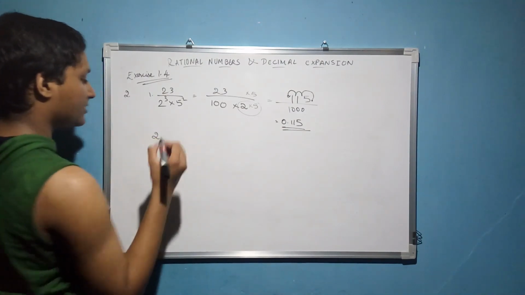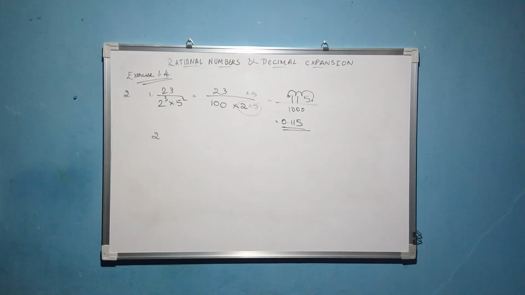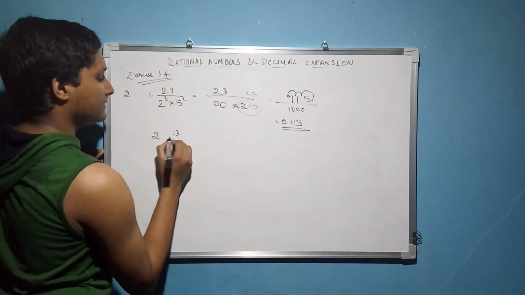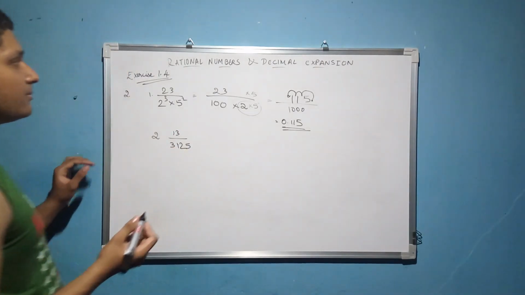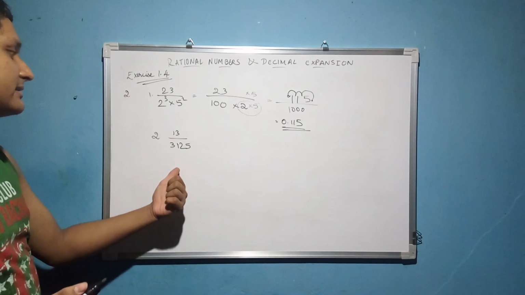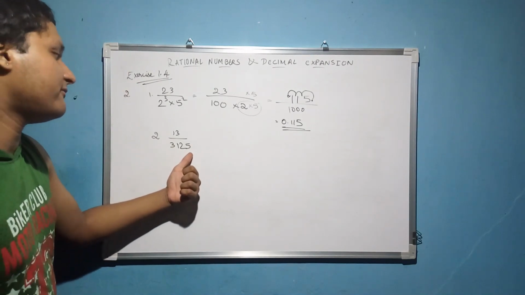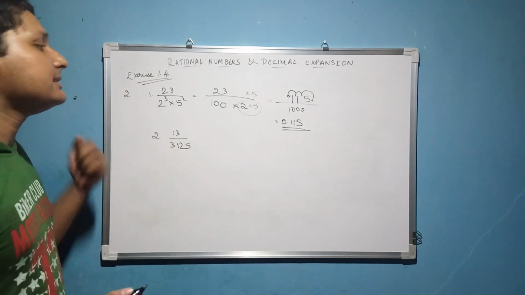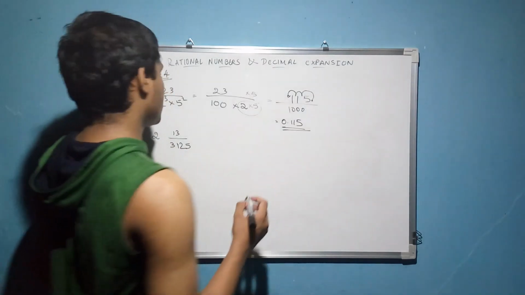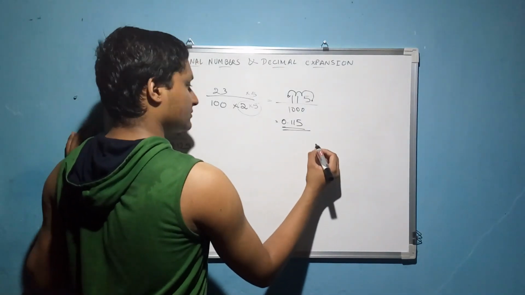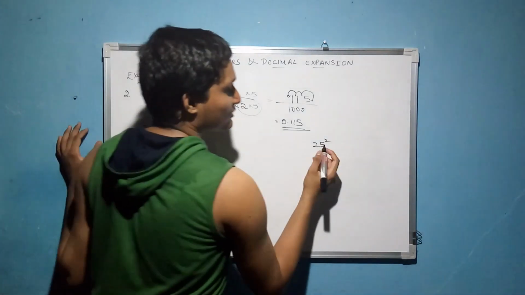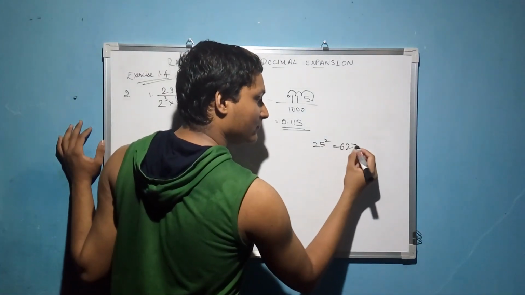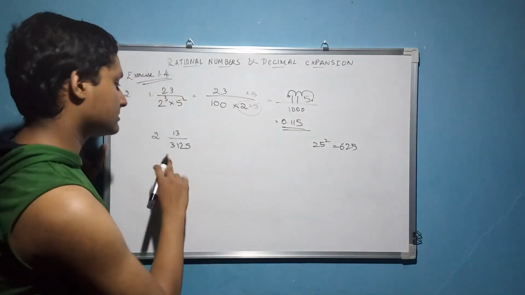Next, the second one I have chosen is 13 divided by 3125. This number is so big, but it is given to be terminating. Maybe it is only divisible by 5 because there is no 0 at the last place. So I know that up to 25 square I have memorized. So 25 square comes to be 625. So I can divide this.